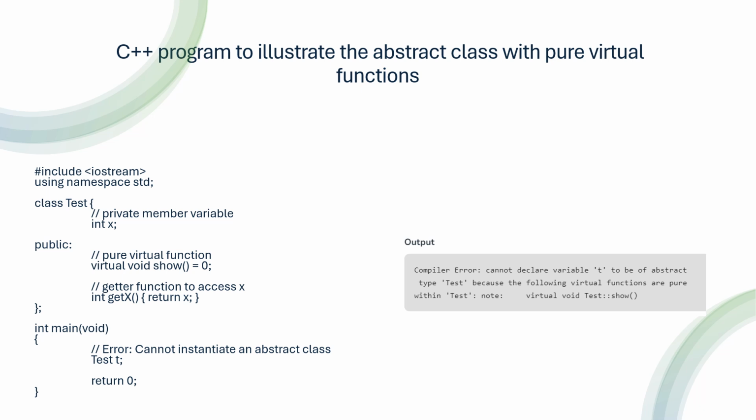So here we cannot instantiate an object of that abstract class. The output will be an error: cannot declare variable t to be of abstract type test, because the following virtual functions are pure within test. Note that for a virtual function like this, we can only call those functions using the scope resolution, and we cannot create an object.